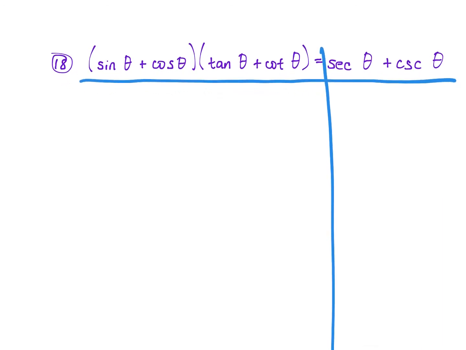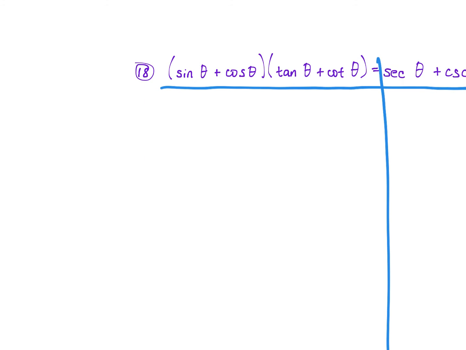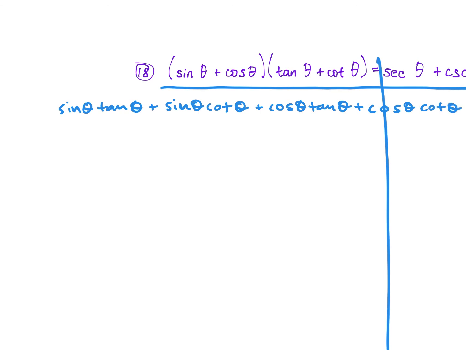Okay, we can FOIL the left side. So we have sine times tangent, then sine times cotangent, plus cosine times tangent, plus cosine times cotangent. What can I do next?